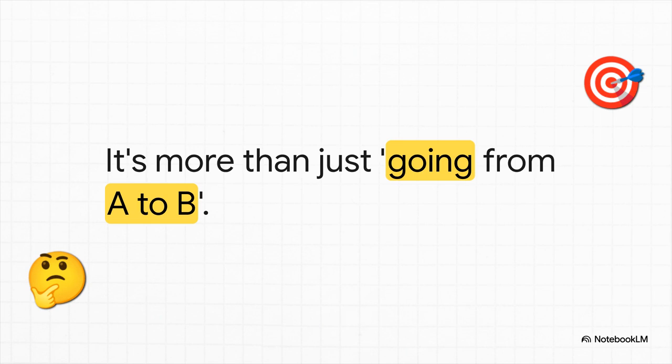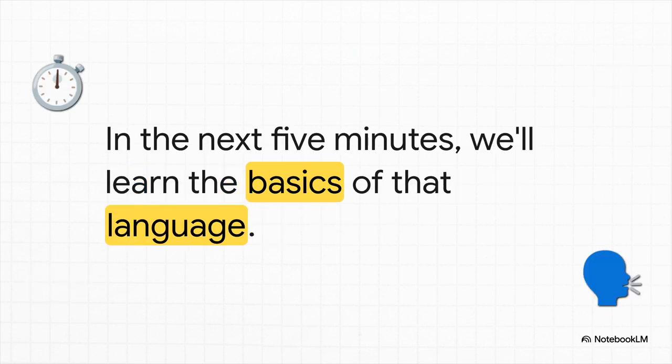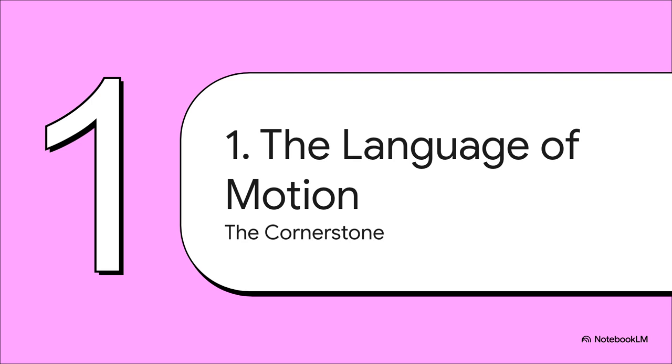Precision is everything. To describe even a simple trip to the store in the language of physics, we need something way more specific. And what's so cool about this language is how universal it is. I mean, we're talking about a set of rules that can describe a falling apple, a speeding car, and even a planet orbiting the sun. It's like the fundamental code for all movement, everywhere. So, in the next few minutes, we're going to learn the basics of that language. Ready? Let's dive in. Okay, first up, the language of motion.